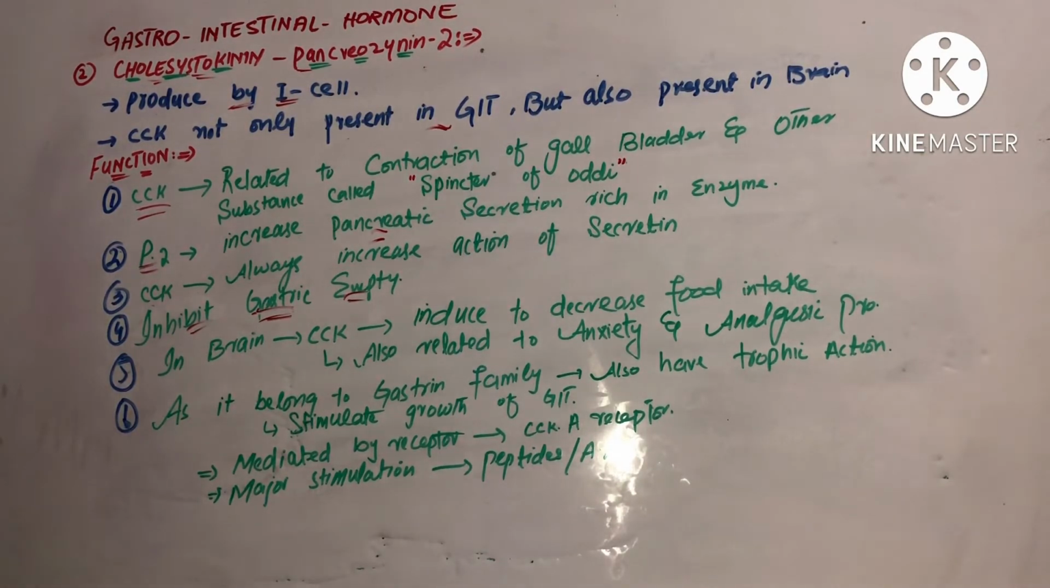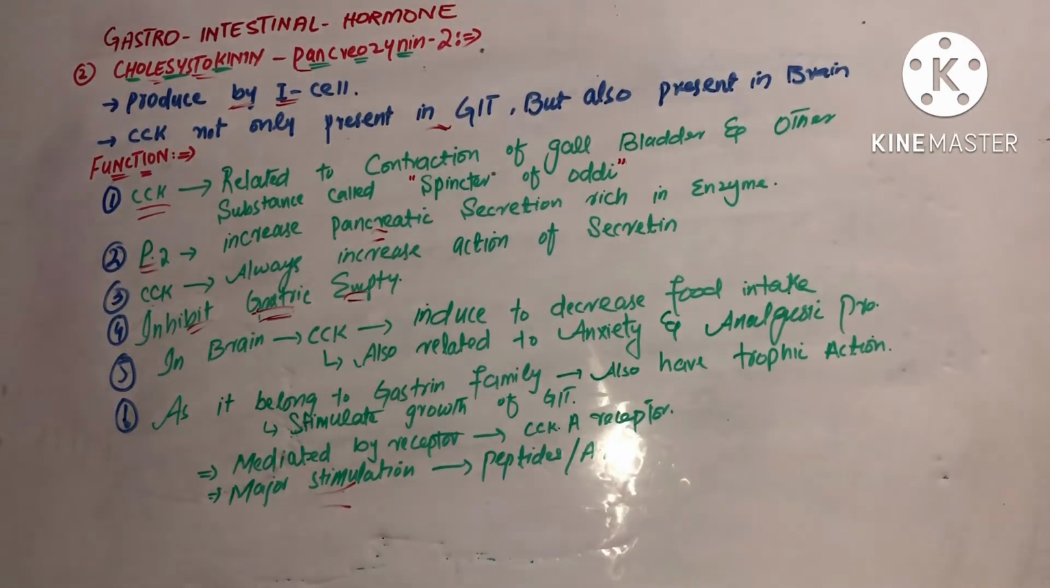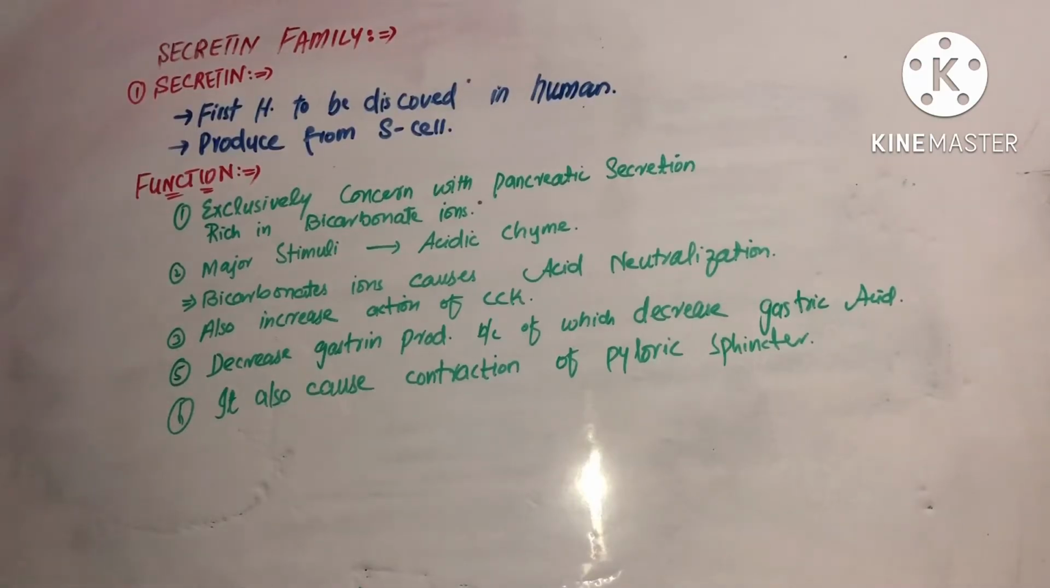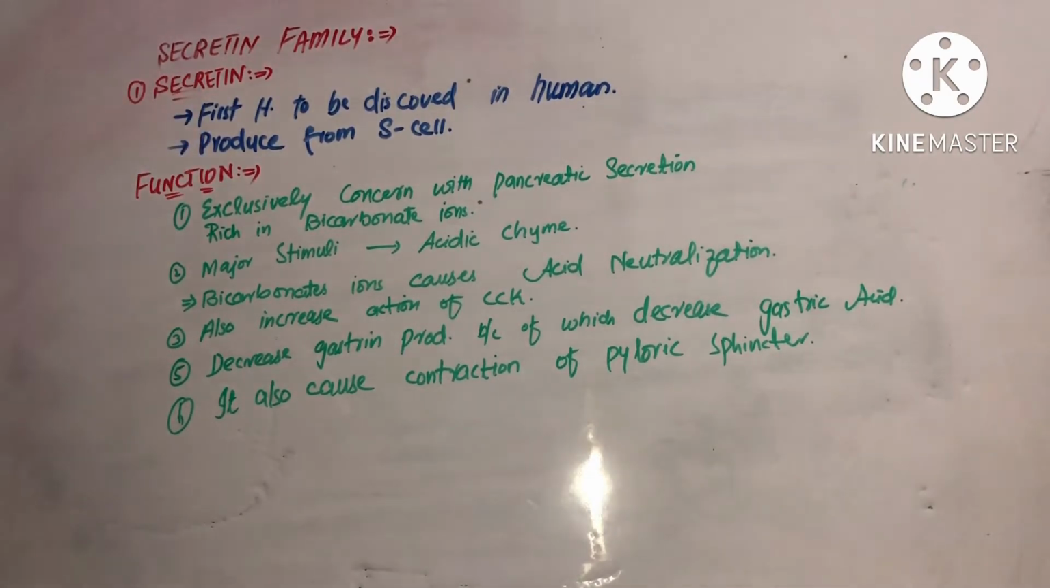And the major stimulation for the cholecystokinin is peptides or amino acids. Till now, we have finished the gastrin family, in which we have studied two hormones, gastrin and cholecystokinin-pancreozymin. Now the second family in GIT hormones is the secretin family. In the secretin family, we are going to start with the first hormone, which is secretin.